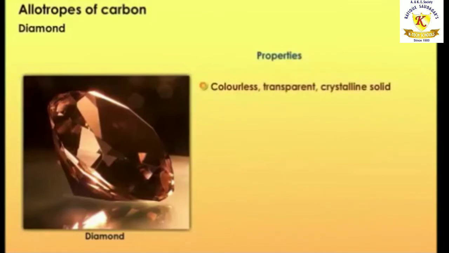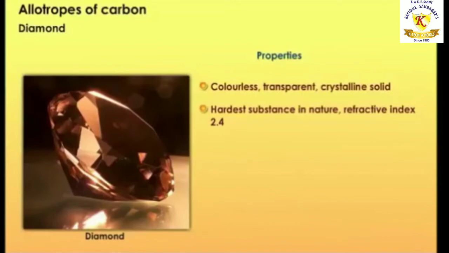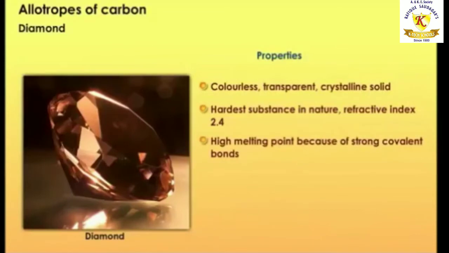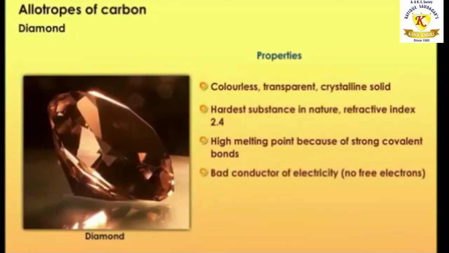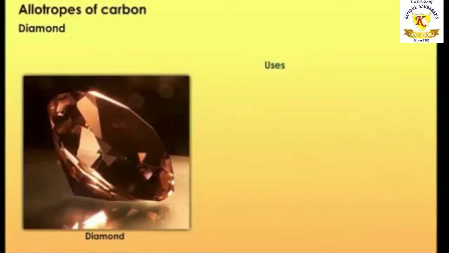Properties are: they are colorless, transparent, crystalline solids. They are the hardest substances in nature with a refractive index of 2.4. They have a high melting point because of strong covalent bonds. They are bad conductors of electricity, that means no free electrons. They are inert allotropes of carbon.